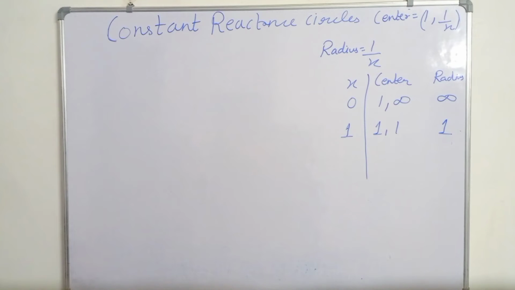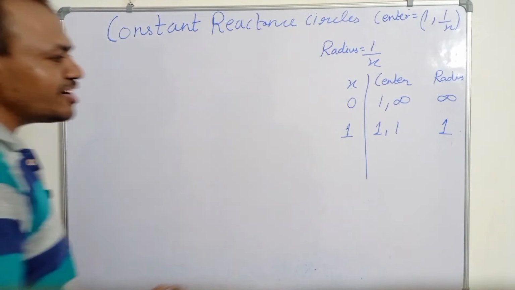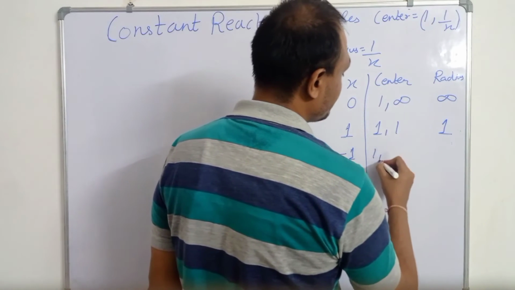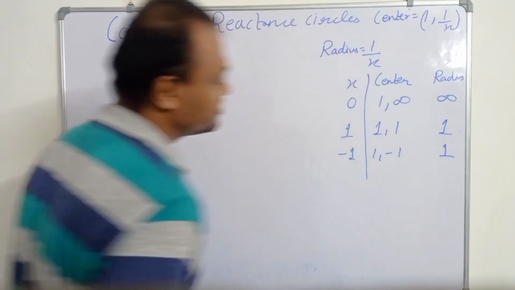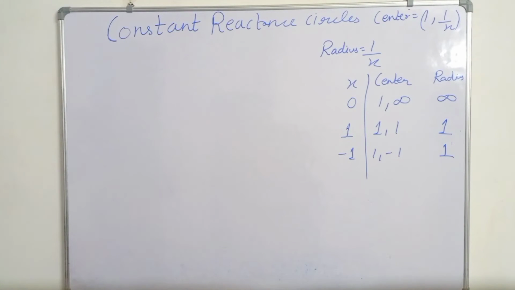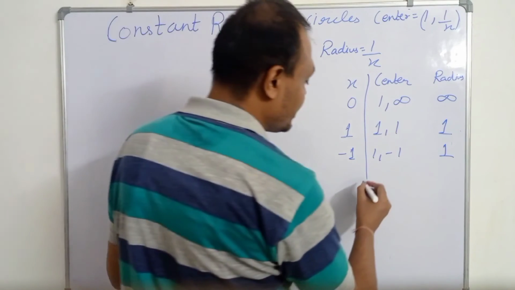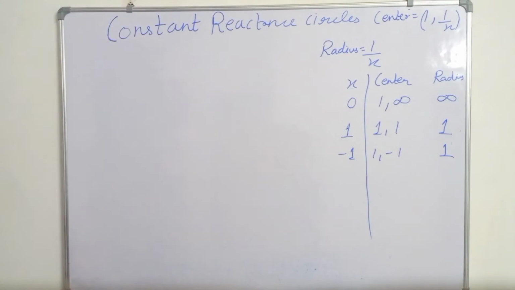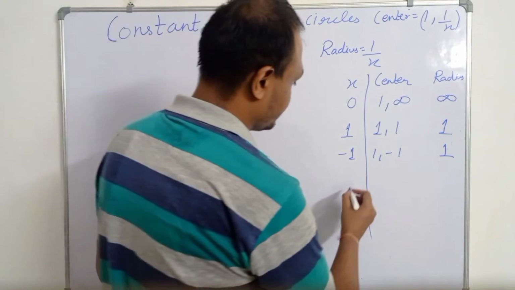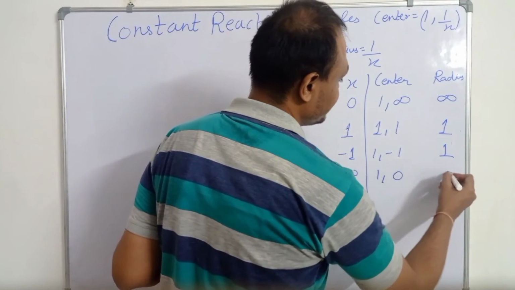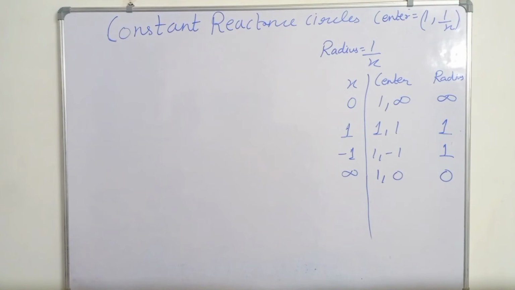Okay, then for x equal to minus 1, the center will be 1 comma minus 1 and radius will be 1. Then for x equal to infinite, the center will be 1 comma 0 and radius will be 0.